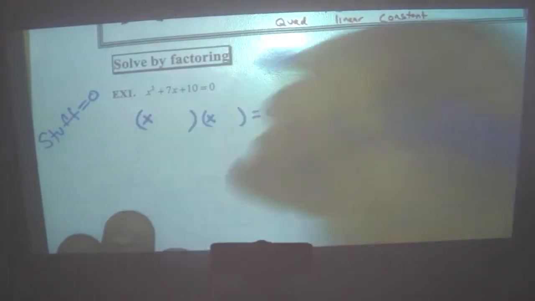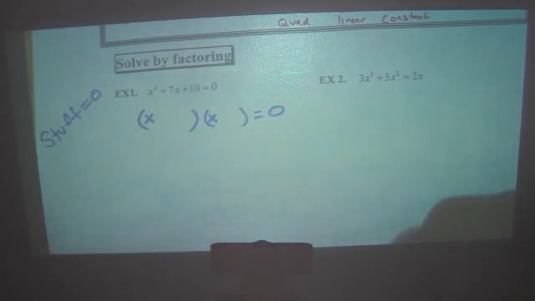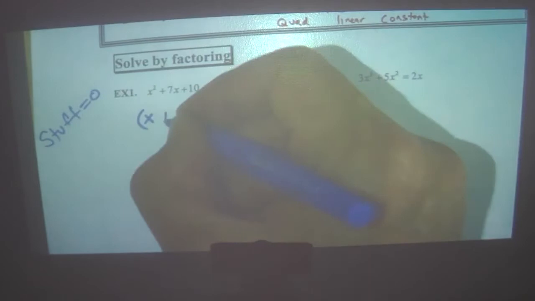Factors of x squared are x and x. And then what are factors of 10 that add up to 7? What do you guys got there? What are factors of 10? 5 and 2. Fantastic. Boom.